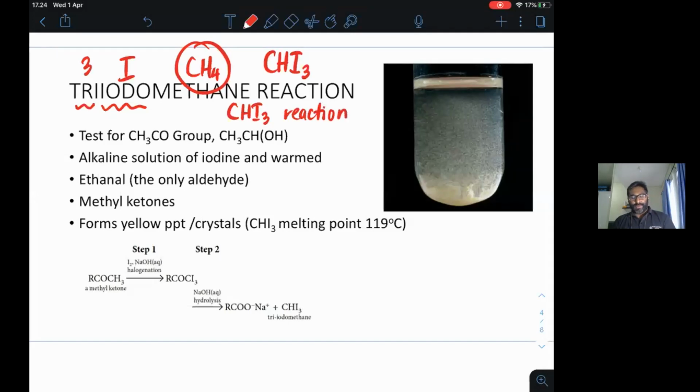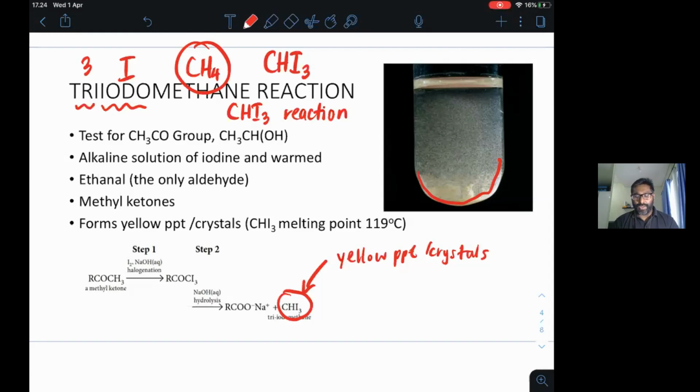What is CHI3? Just now 2,4-DNPH was the reactant, but CHI3 is actually not a reactant. It is the precipitate. It means they are going to give you CHI3. So what is the color of CHI3? We can start from there first, because you can see the color over here. It is a yellow precipitate or crystals, and the melting point is 119.